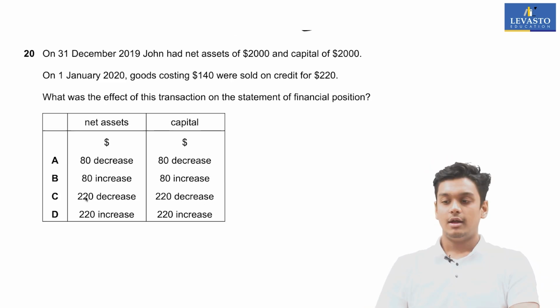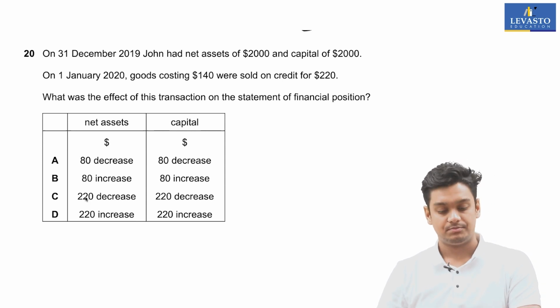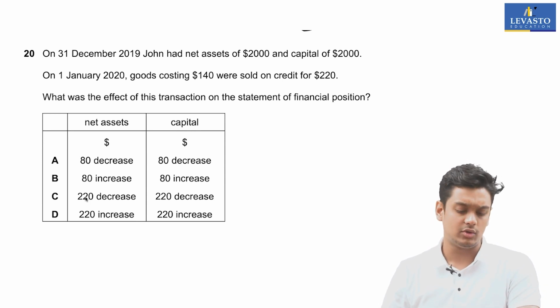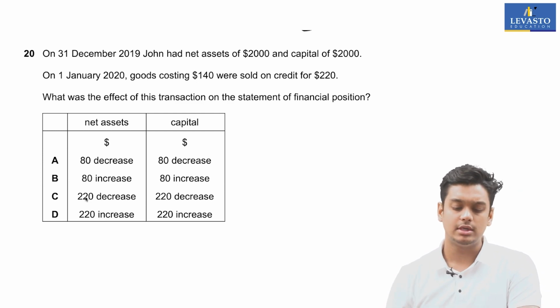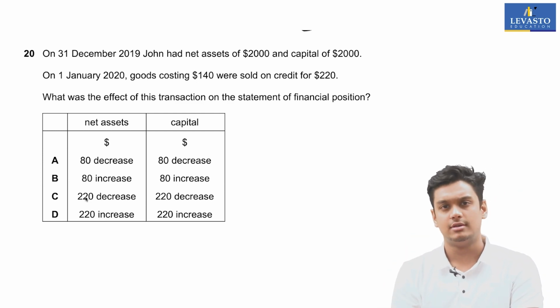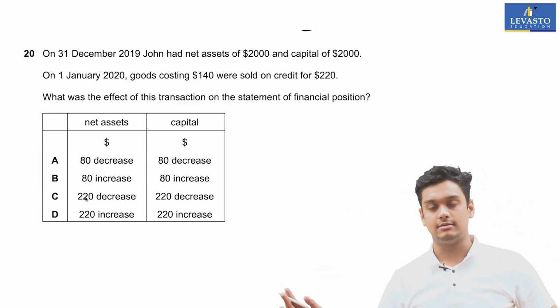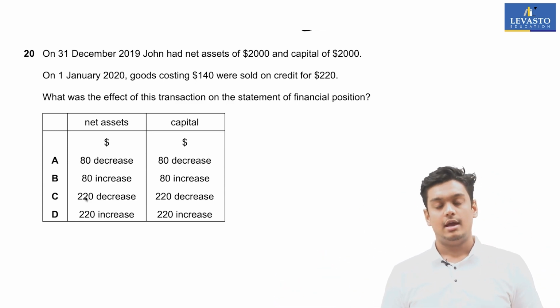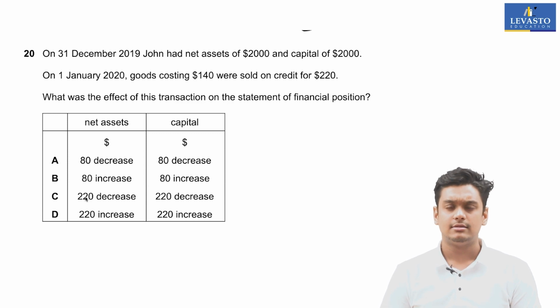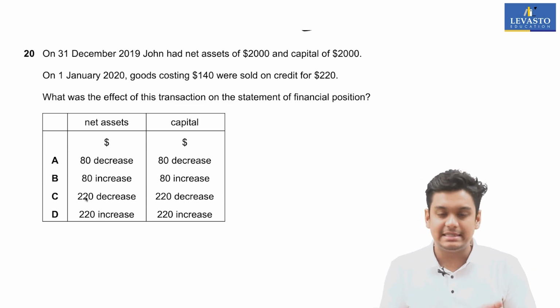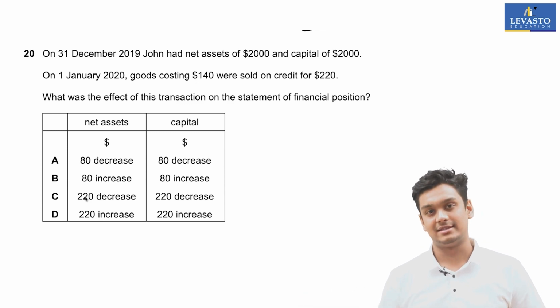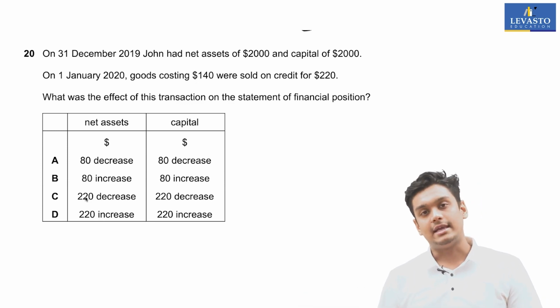Next one. 20th question. On 31st December 2019, John had net assets of 2000, capital of 2000. One of the easiest questions. But students will overthink and definitely screw it up. Now, what is net assets? Assets minus liability. In other words, capital. So they are just telling you capital is 2000 in 2 different ways. That's it. And what are they saying?